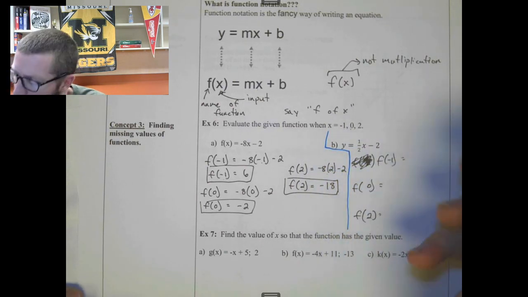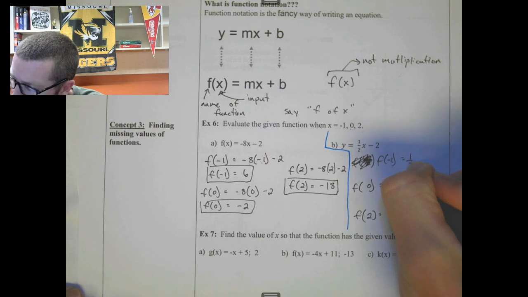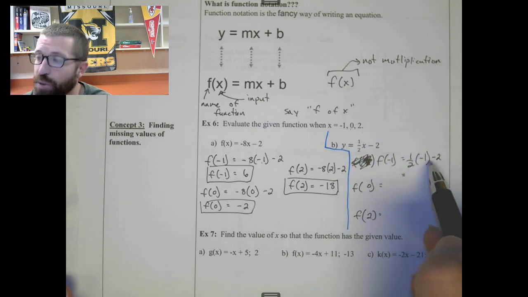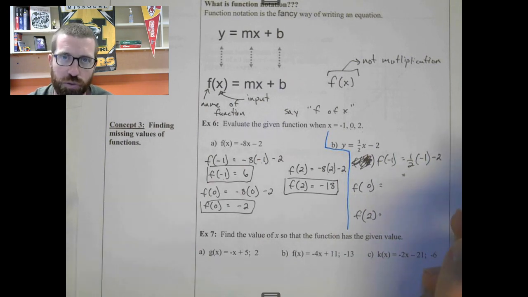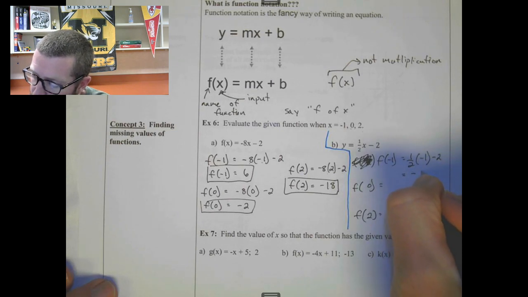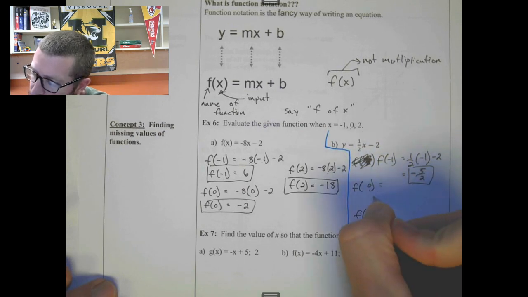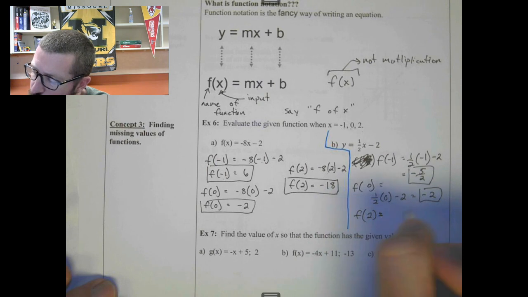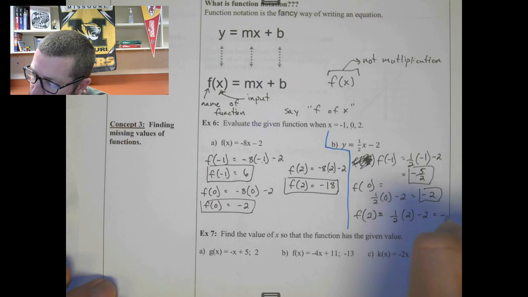So when you plug in -1, you get 1/2 times -1 minus 2. And so that is -1/2 minus 2, which is -2.5. You could do -2.5, or here we will do -5/2 as an improper fraction. When you plug in 0, you get 1/2 times 0 minus 2, which is just -2. And when you plug in 2, you get 1/2 times 2, which is 1, minus 2, which is -1.